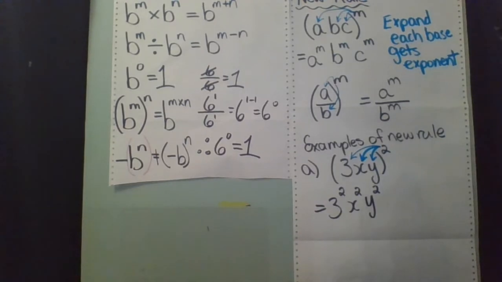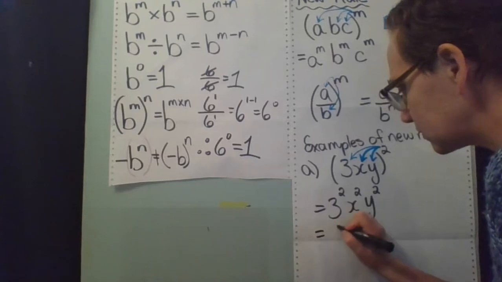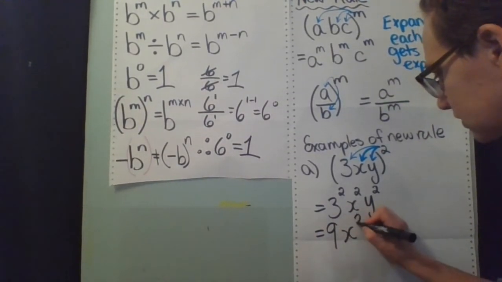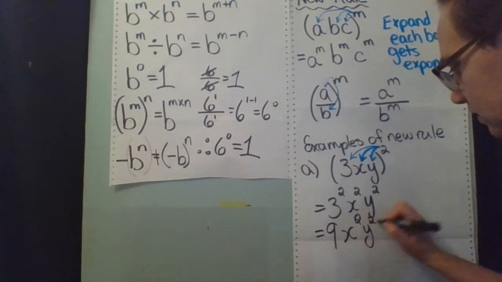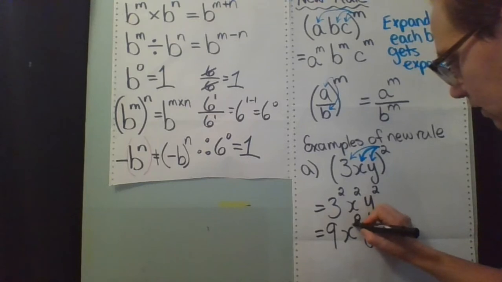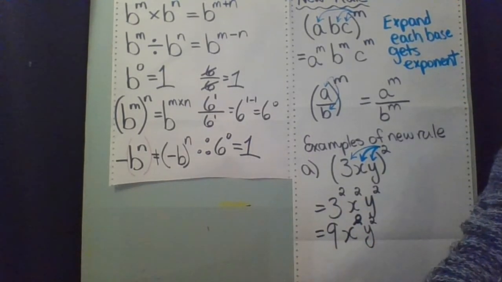And to finish off, I would probably evaluate my 3 squared. Well, 3 times 3, because that's what that means, is 9. X squared, y squared, and I'm done. I can't go any further than that. That's a squared, by the way. That's a 2. Did I make it worse? Probably.